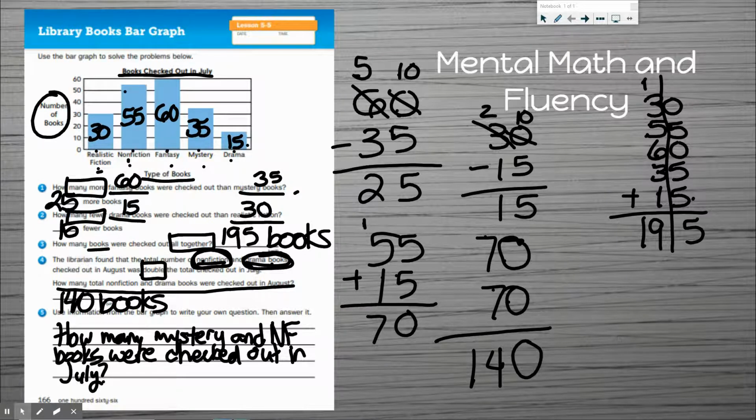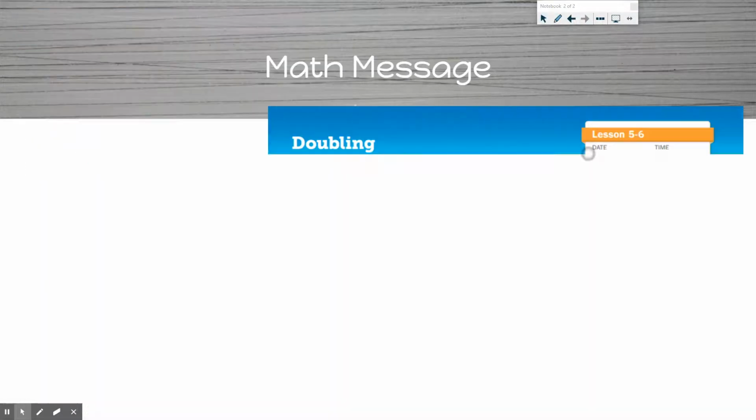This is a pretty basic problem, so if I'm asking how many together, I'm going to go with mystery was 35 plus nonfiction is 55. I can add those together, and that will give me 90. That will give me 90 books. Okay. All right, moving on.